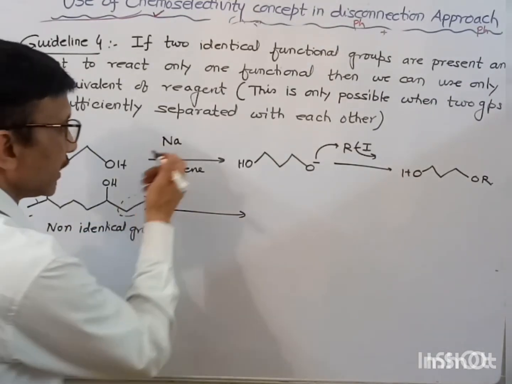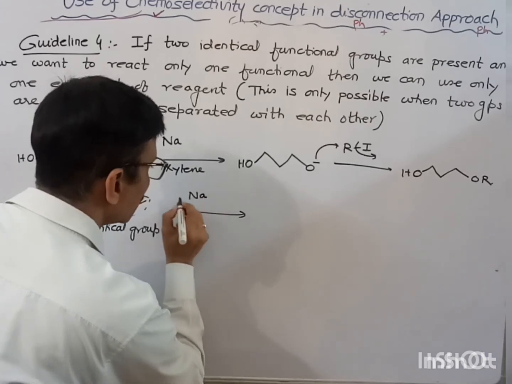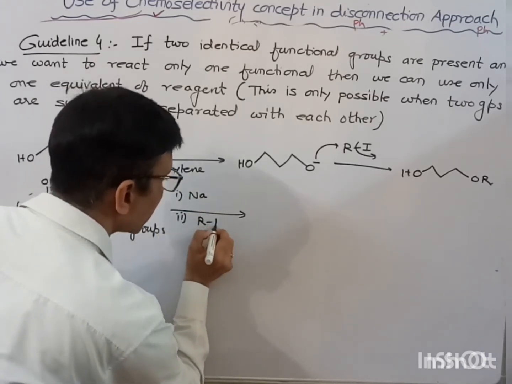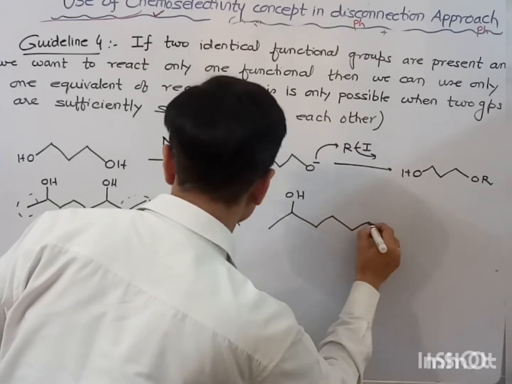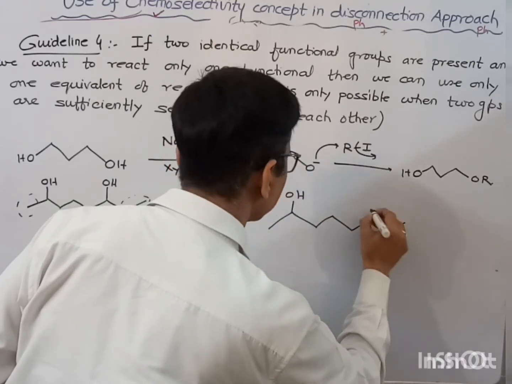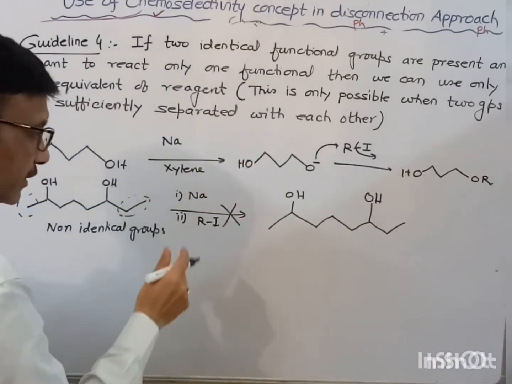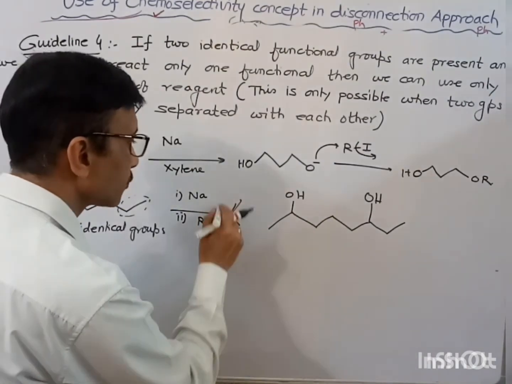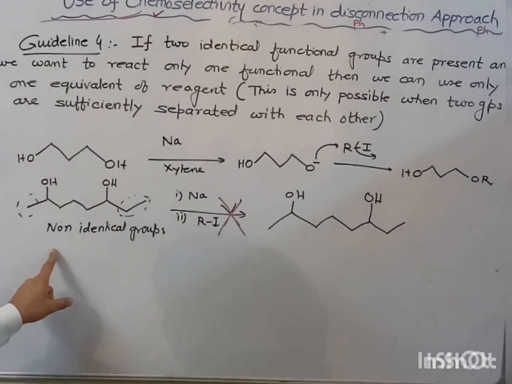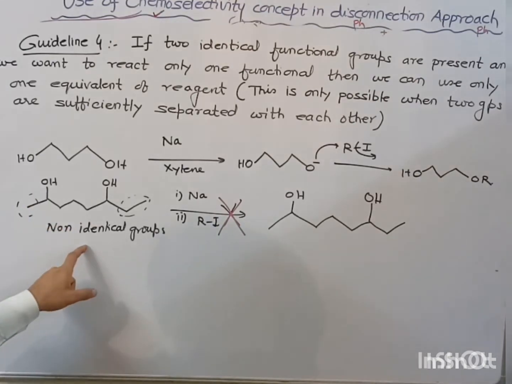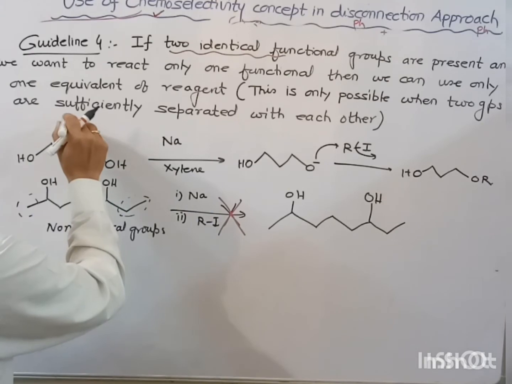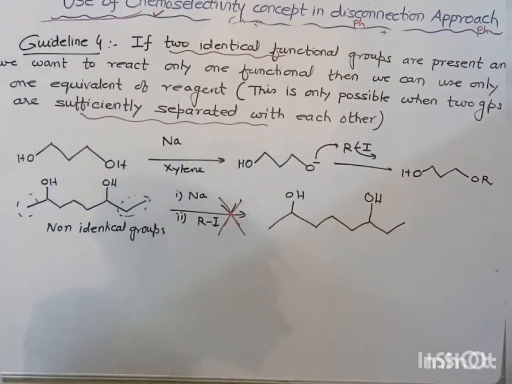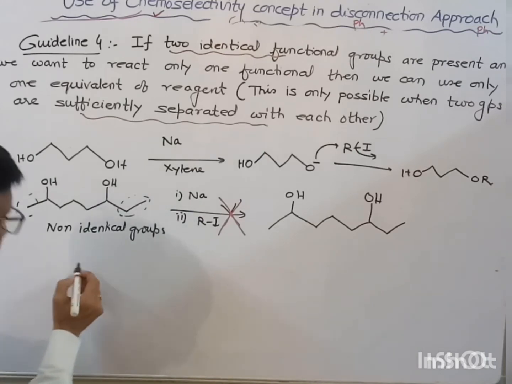In this case, if we do the reaction with alkyl halide and this base, suppose sodium and an alkyl halide, then this reaction will not occur. We will not get such a product. So this reaction is not possible. Why? The groups are not identical. Though they are separated, they are not identical. So this rule only applies to two identical groups, and one condition is that they should be sufficiently separated. If you want to react one functional group, then the two groups should be sufficiently separated from each other.